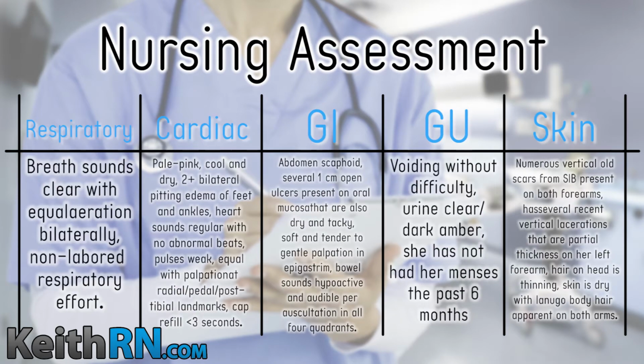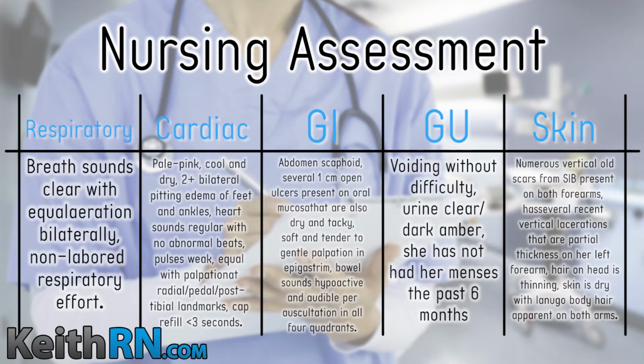Breath sounds are clear, non-labored. She's pale pink, cool, and dry with 2+ pitting edema of her feet and ankles. The rest of it's unremarkable. Her abdomen is scaphoid, with several 1 centimeter open ulcers on her oral mucosa that are also dry and tacky. Her abdomen is soft, non-tender and gentle to palpation, with hypoactive bowel sounds. She's voiding without difficulty, but no menses in the last 6 months.